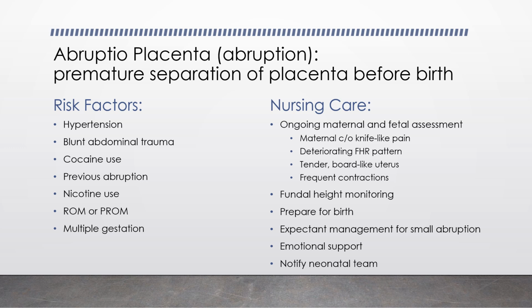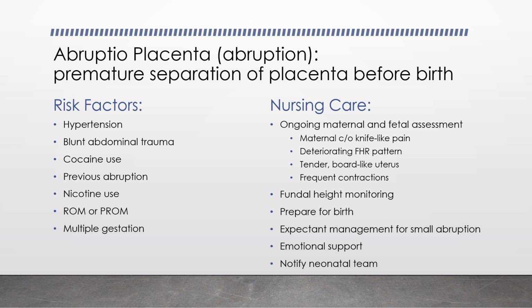Now, for an abruption, most likely you'll see vaginal bleeding, but it's associated with knife-like pain. There's also lots of uterine tenderness and guarding. When you palpate her abdomen, she's going to complain of pain. It's going to also feel board-like. You're not going to feel resting tone. It's not going to feel mushy. It's going to feel hard.